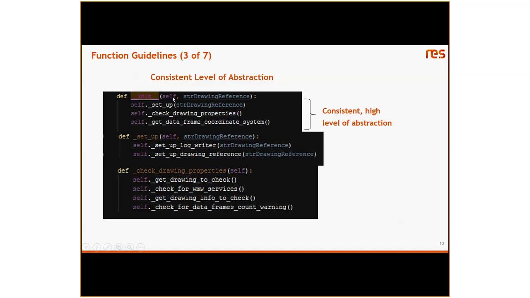So we start off up at the top level. Now we've got a consistent high level of abstraction, and then in the subfunctions we've got a lower level of abstraction. So hopefully if we're coming to read this function for the first time, we can see that we do some setup, we check some drawing properties, and then we get the data frame coordinate system. Hopefully that's a lot easier to understand than the original.